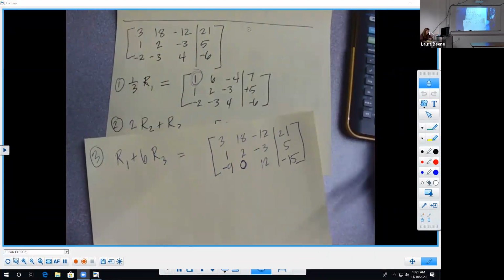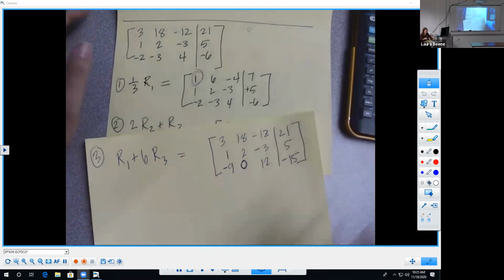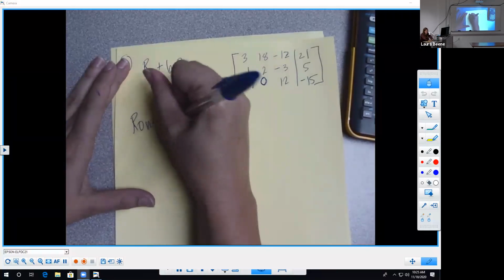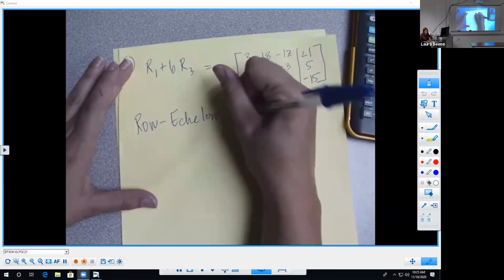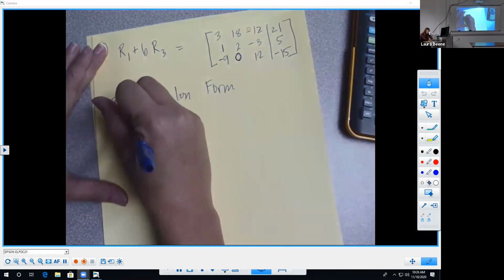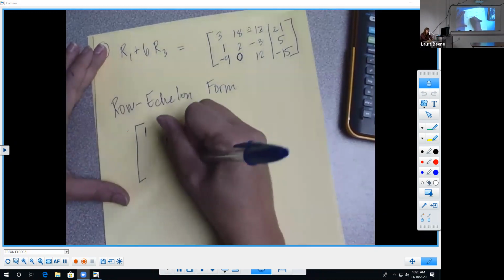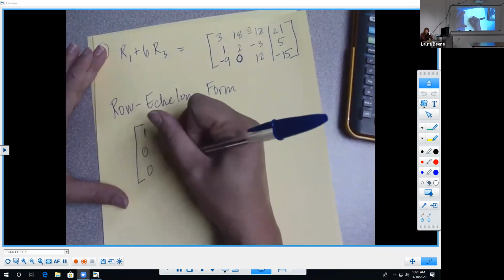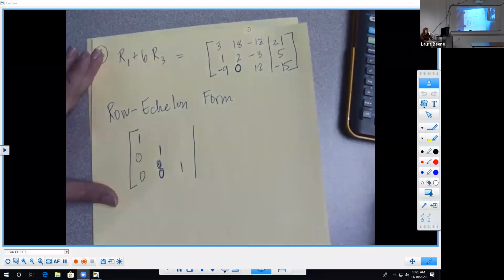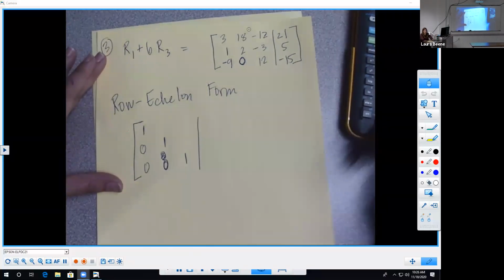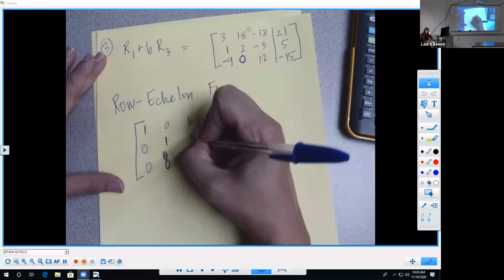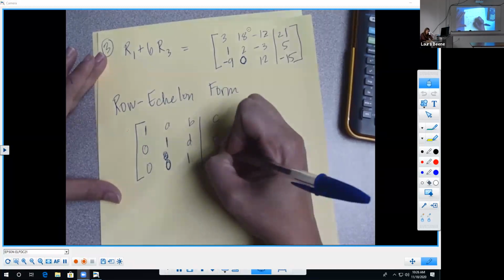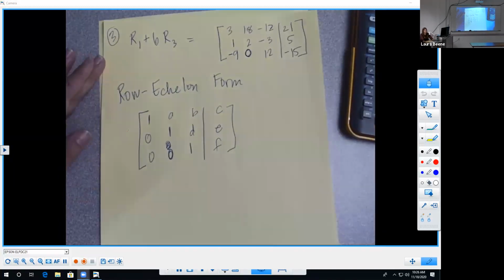So the reason why we're doing all this multiplying rows, adding rows, and so forth is because, again, we want to get to row echelon form. And row echelon form is where you have ones down your diagonals, zeros underneath the diagonal, and then all the rest is numbers. So I'm just going to put A, B, it's written like this, C, D, E, F. It doesn't matter what the numbers are.